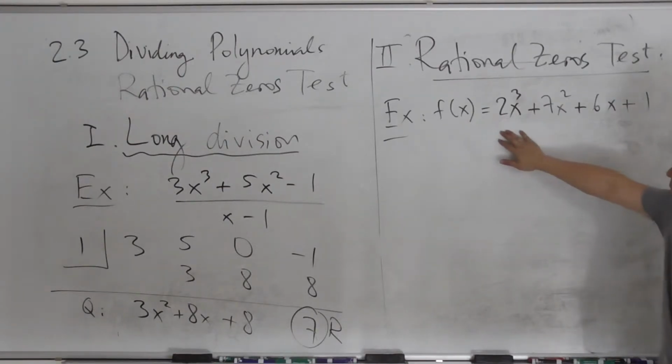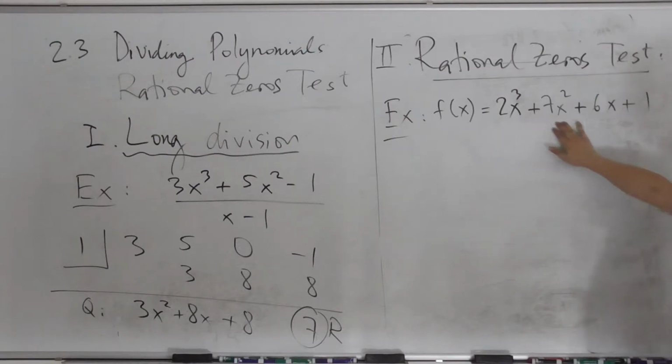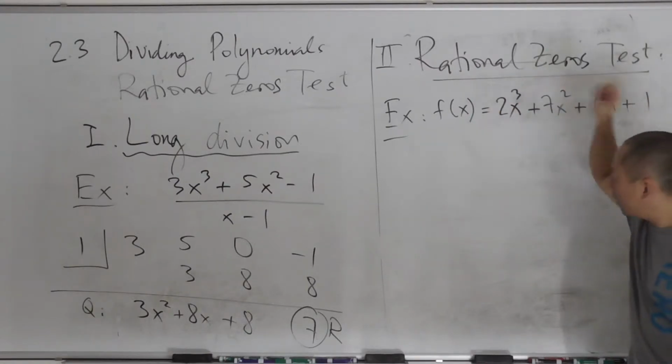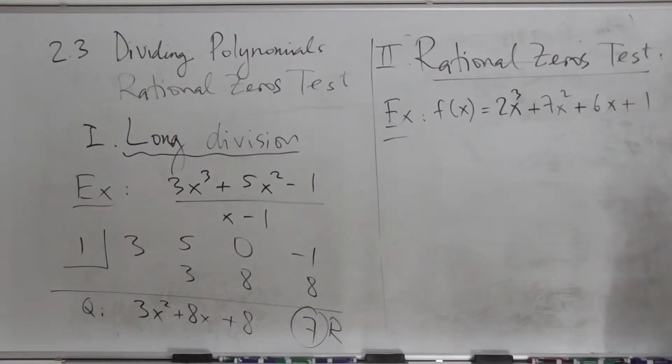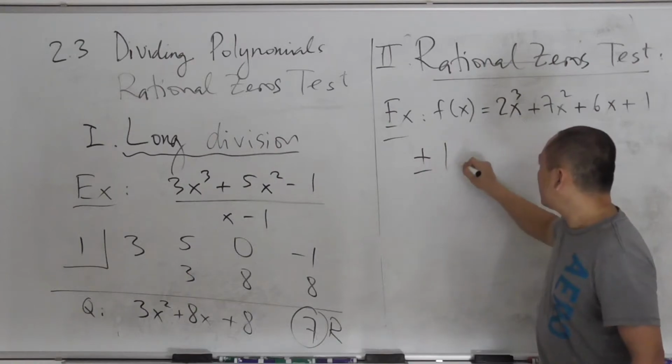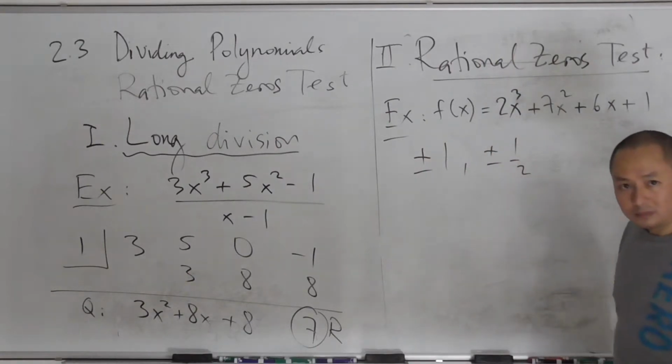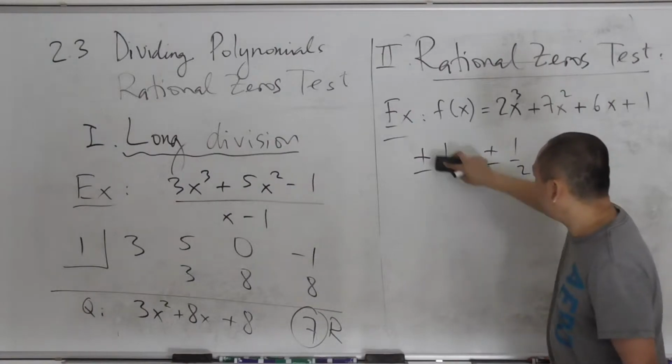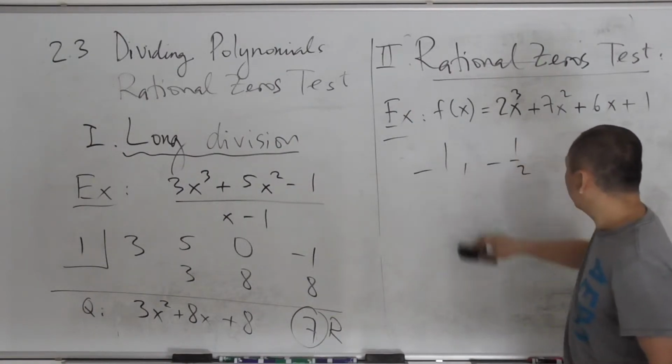In this particular example right here, you see that all the coefficients are positive, right? 2, 7, 6, 1, they're all positive. And we are looking for the value of x that makes 0 come out. Since all the coefficients are positive, we should not try a positive number for x, because it doesn't matter what x is. If it's positive, all terms will be positive, and you will not get 0. So instead of 4 possibilities, plus or minus 1, plus or minus 1/2, we don't take the positive. We only test for negative.